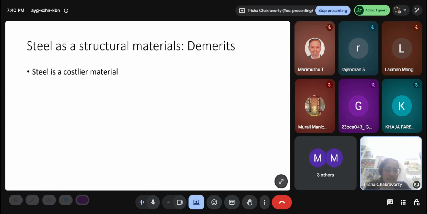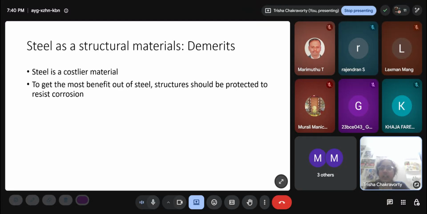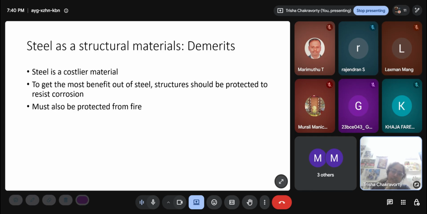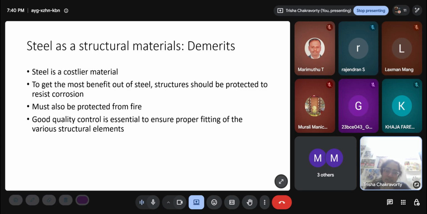There are some demerits as well. Steel is a costlier material, obviously. To get the most benefit out of steel, structures should be protected to resist corrosion. It must also be protected from fire. Good quality control is essential to ensure proper fitting of the various structural elements. So this comes under connection design.